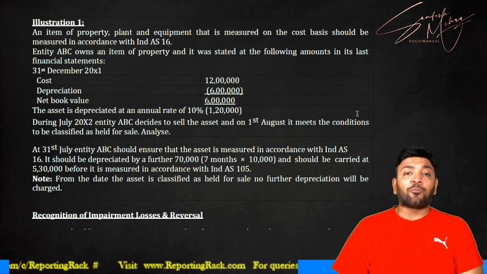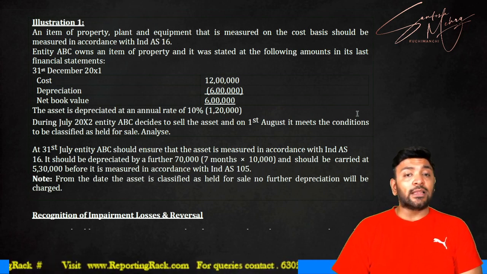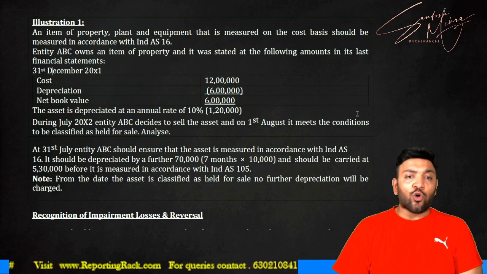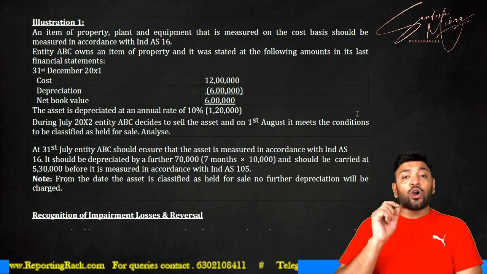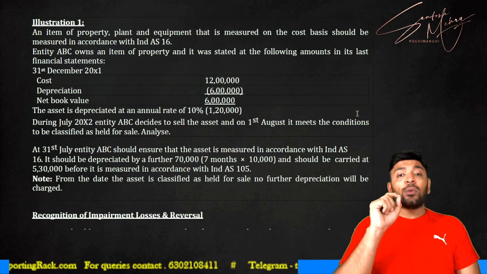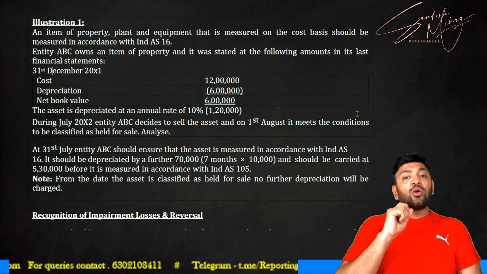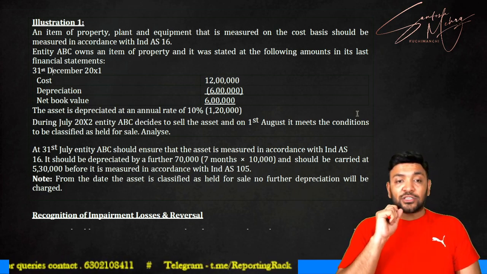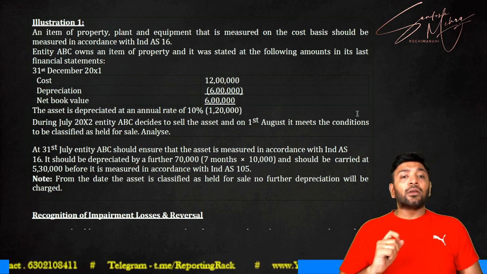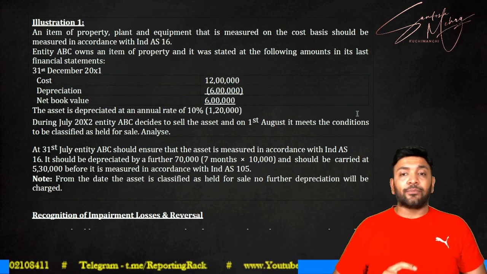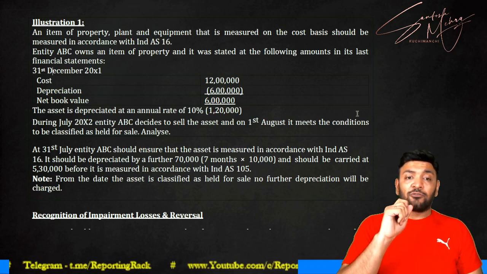Look at it. An item of property, plant and equipment that is measured on cost basis should be measured in accordance with IND AS 16. The entity owns a property and it stated the following amounts in the last financial statements. The cost of the asset being 12 lakhs, its accumulated depreciation being 6 lakhs, so the net book value being 6 lakhs. The amount is depreciated annually at the rate of 10%. During July 2022, ABC decides to sell the asset. On 1st August, it met all the conditions to be satisfied for held for sale.